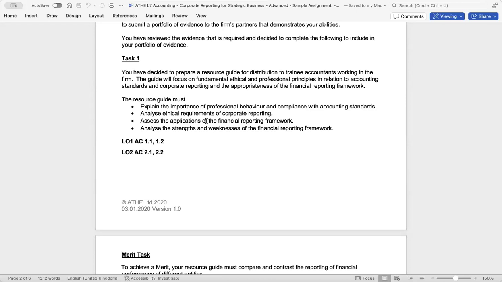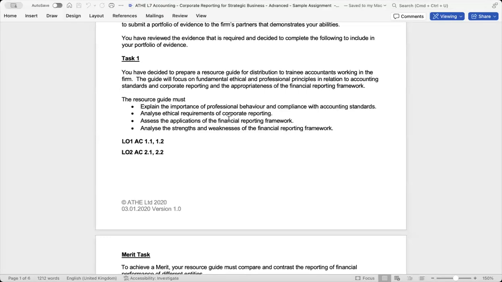Ethical requirements of corporate reporting. Examine ethical requirements in corporate reporting such as transparency, fairness, and accountability. Discuss the consequences of unethical behavior, including legal repercussions and damage to reputations. Provide examples of ethical dilemmas and how they should be managed in the context of financial reporting.